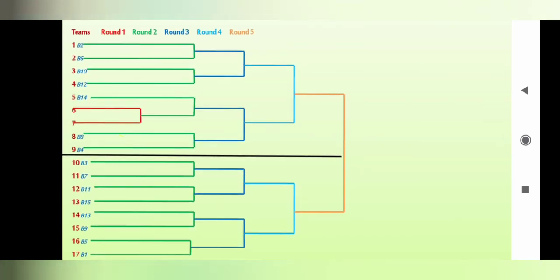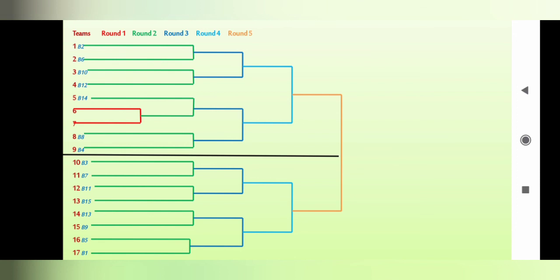Okay, in round 3 all the winners of round 2 are participating. This is also what we call the quarter final round. In round 3, the teams participating are the winner of the first and second teams' match and the winner of the 3 or 4 teams' match. Then the winner of 5, 6, 7 teams and the winner of the 8 or 9 match.